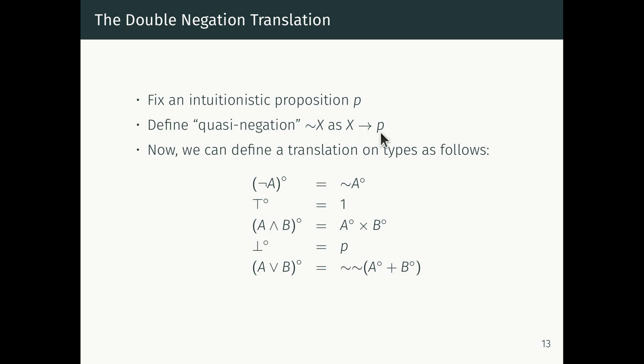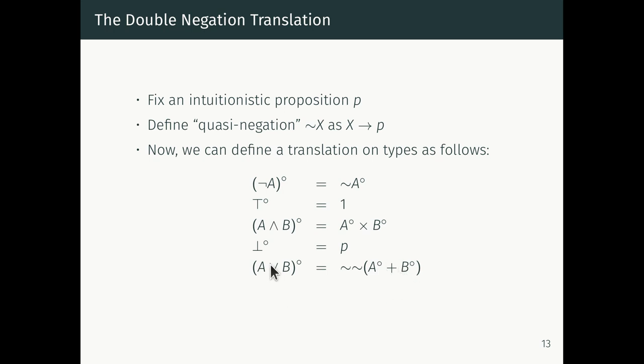Now we can define a translation on the grammar of classical types as follows. To translate not A, we will take the quasi-negation of the translation of A. To translate true, we'll choose unit. To translate A and B, we'll translate A and pair it with the translation of B. And here's where things get really slick. To translate false, we'll use our chosen proposition P. And to translate A or B, we're going to take the quasi-negation of the quasi-negation of the translation of A plus the translation of B.